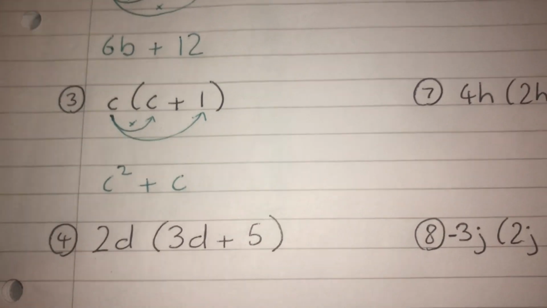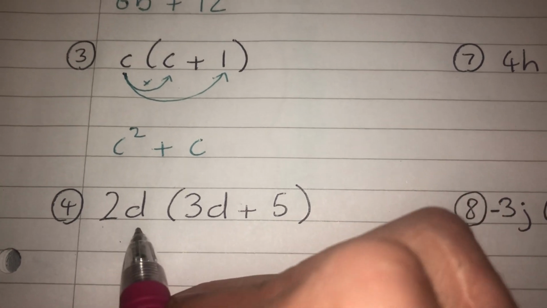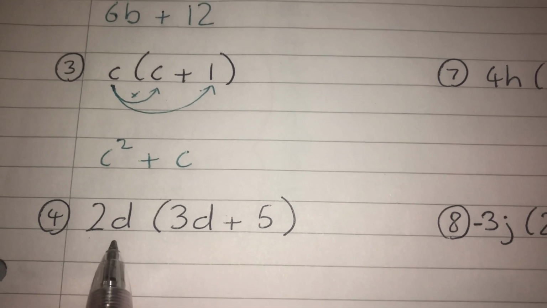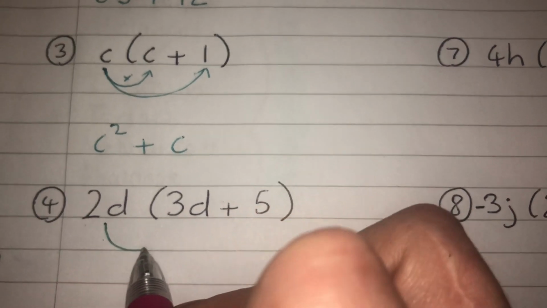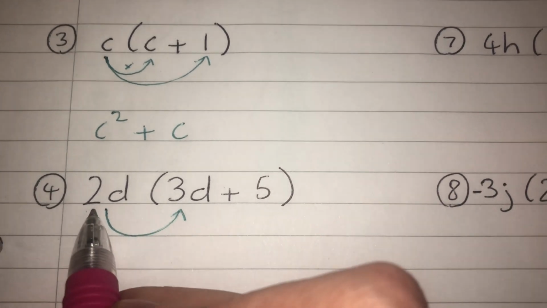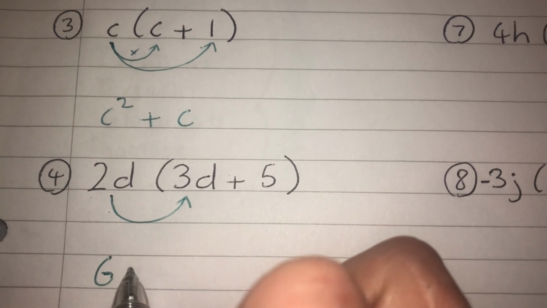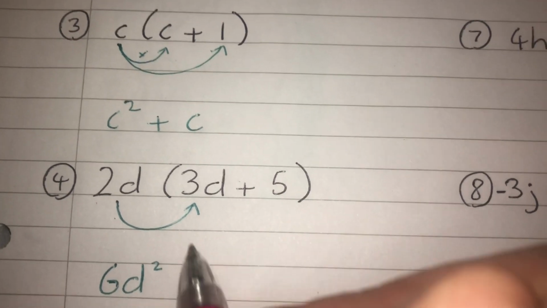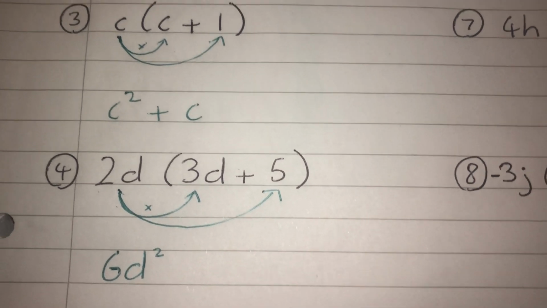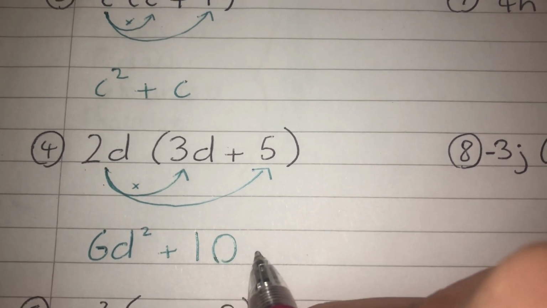Alright? Moving on. Again, something very similar. We've got a letter and a number on the outside of the bracket, so I'm going to multiply both the 3d and the 5 by the 2d that's on the outside. So we'll start off with 2d times 3d. Okay, so do 2d times 3d, do the numbers first. 2 times 3 is 6, d times d is d squared. Okay, moving on to the second term, so 2d times 5, well, it's just the same as what we were doing earlier. 5 times 2d is 10d. Okay? Plus 10d.